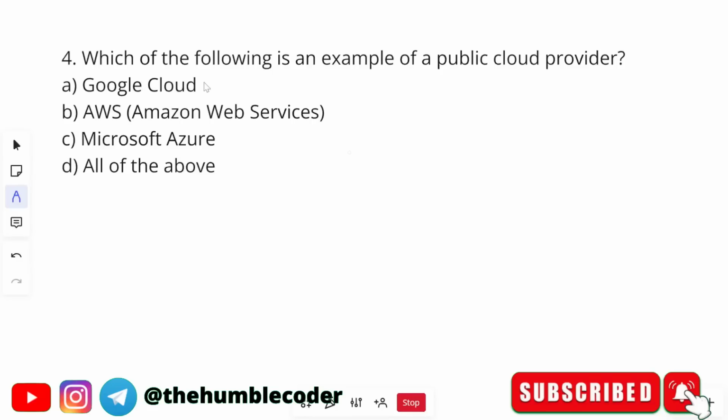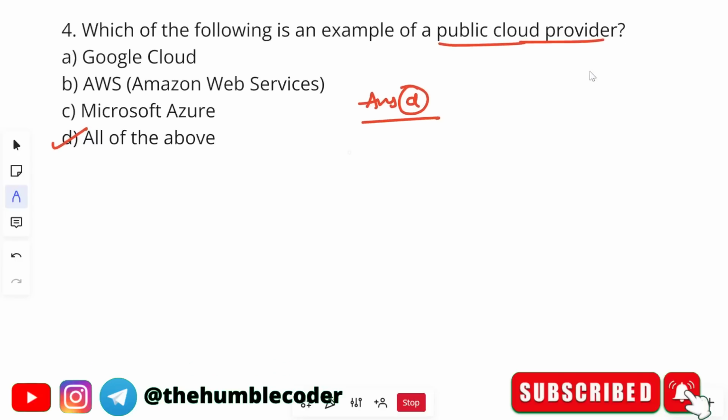Which of the following is an example of public cloud provider? The options that we have are Google Cloud, AWS, that is Amazon Web Services, Microsoft Azure, and all of the above. So guys, in this one the correct answer is going to be option number D, that is all of the above. So Google Cloud, AWS, Microsoft Azure, all are public cloud providers. Okay, so now let's move on to the next question.